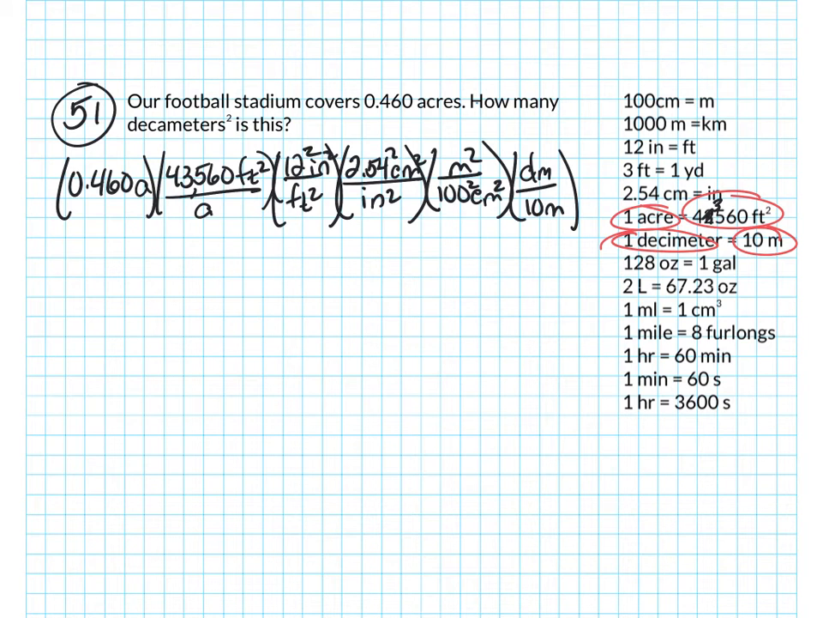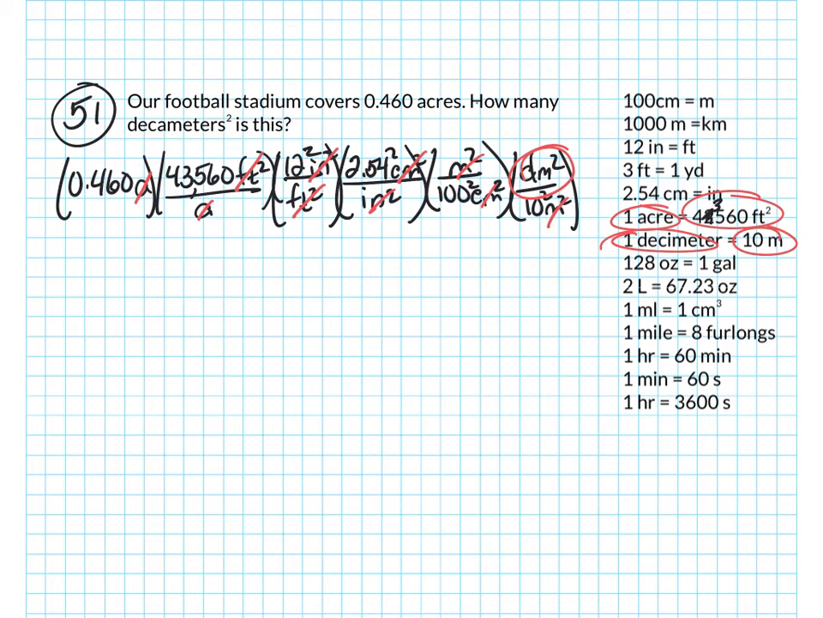Oh, but I need everything. The units don't match. So I got meter squared in the numerator, so the denominator, to make it meter squared, I have to square everything in the fraction. And now they match. And so now you can see how everything's going to divide out. So acres, acres, feet squared, inches squared, centimeter squared, meter squared. Leave me with what I want, which is decameters squared.